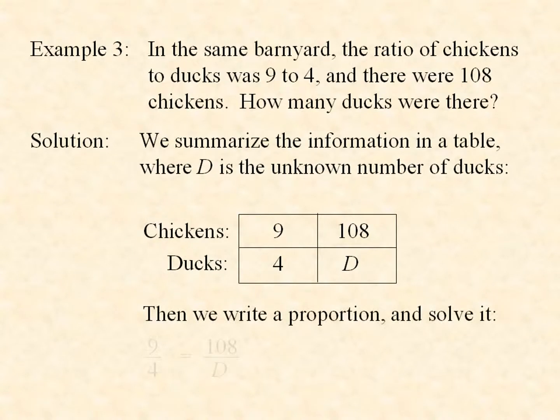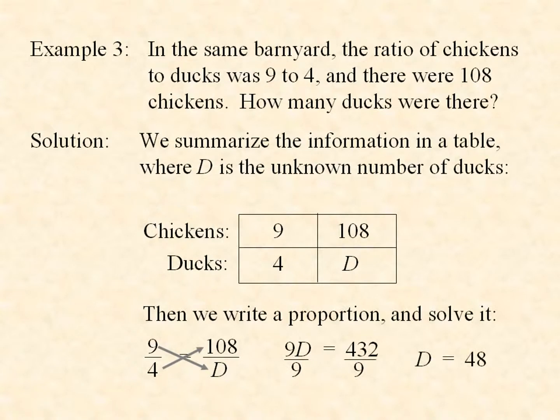Then we write a proportion and solve it. 9 is to 4 as 108 is to D. We cross multiply. 9D is equal to 4 times 108, which is 432. Divide by 9, and we find that there were 48 ducks.